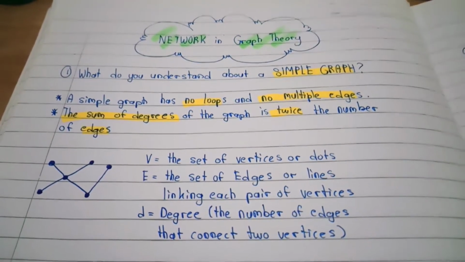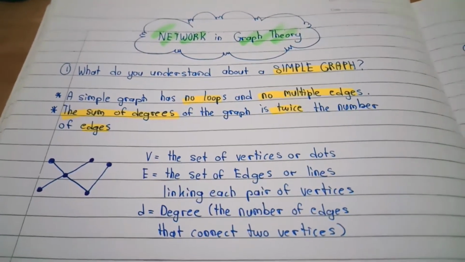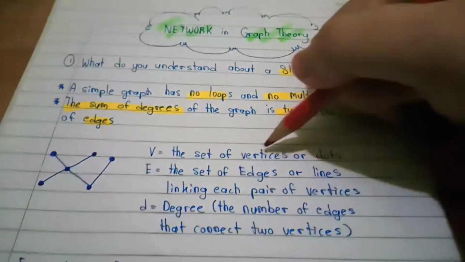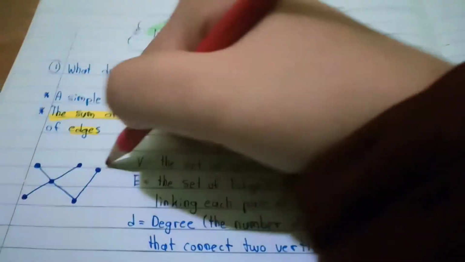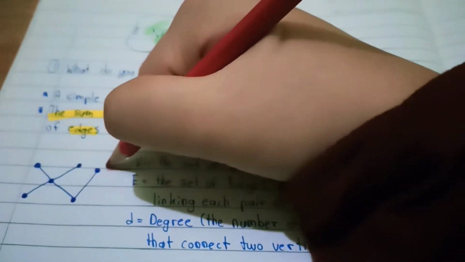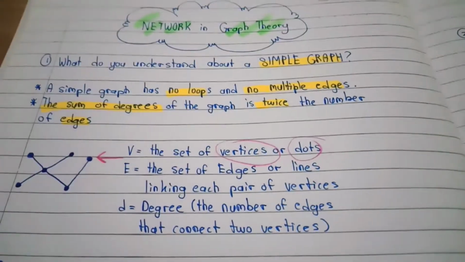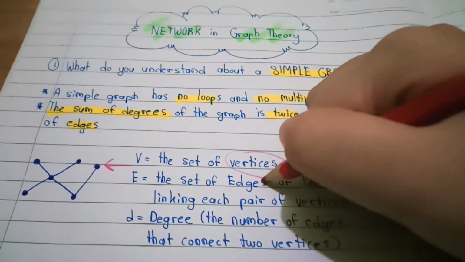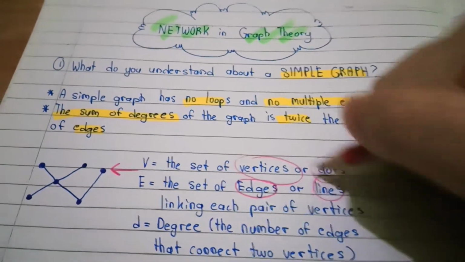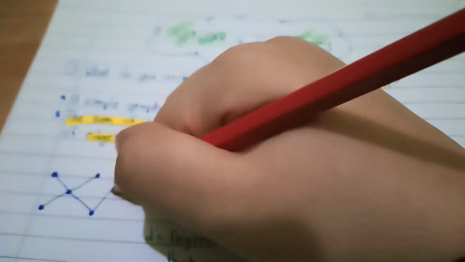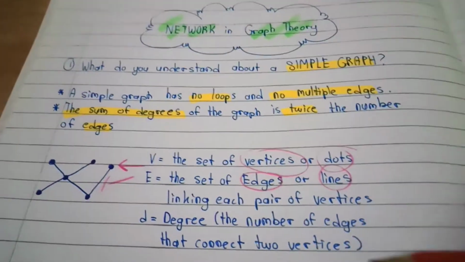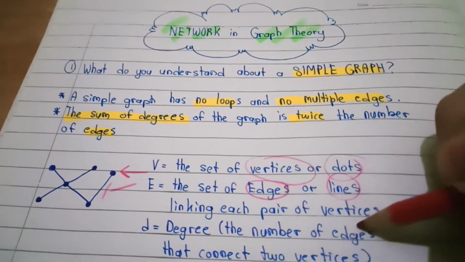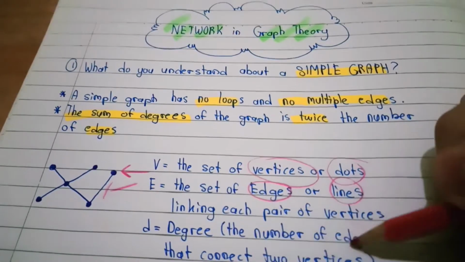There are three things that you need to identify in a network graph. First, V, the set of vertices or dots. E, the set of edges or lines. And D, degree, the number of edges that connect to a vertex.